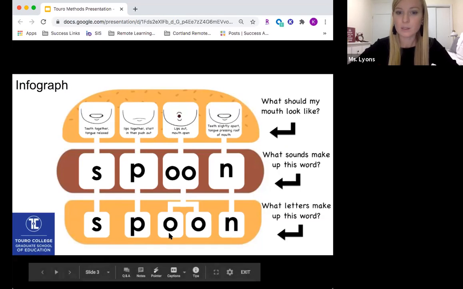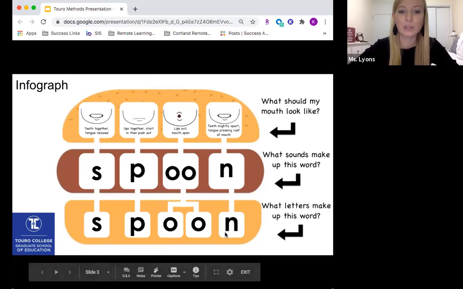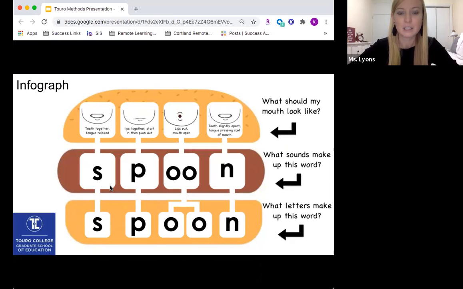Does anyone know this word? If we put all these letters together, what word does this spell? Great, the word is spoon. So what we have here is to help you sound out this word, we can separate the letters out to make sure we're saying them correctly.